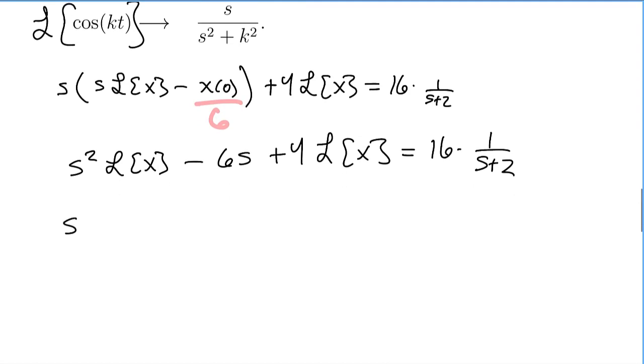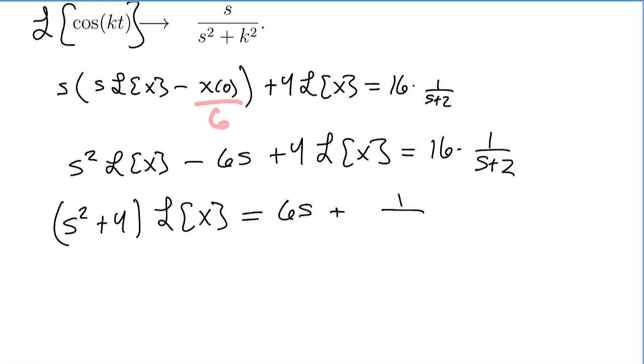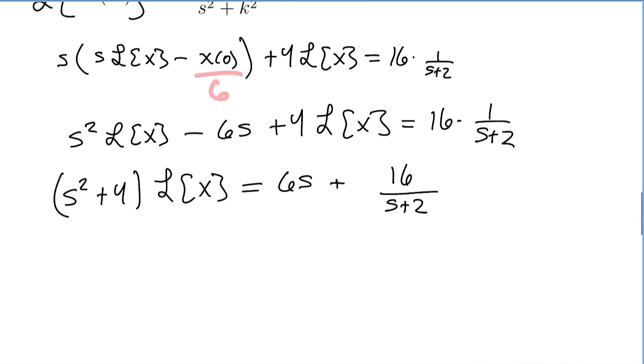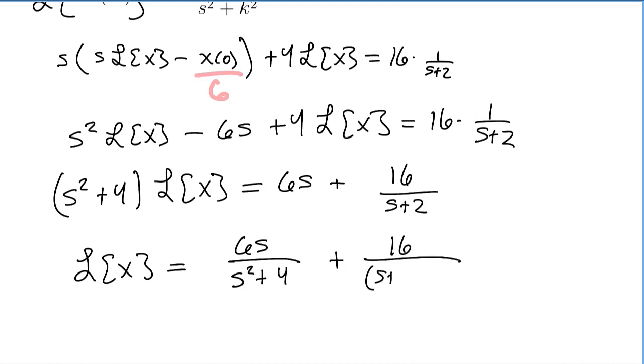And that means, doing some algebra, s squared plus 4 times L of x is equal to 6s plus 16. Well, I'll just write that as 16 over s plus 2. I think that'll be easier. 16 over s plus 2. And that means that L of x is equal to 6s over s squared plus 4 plus 16 over s plus 2 times s squared plus 4.